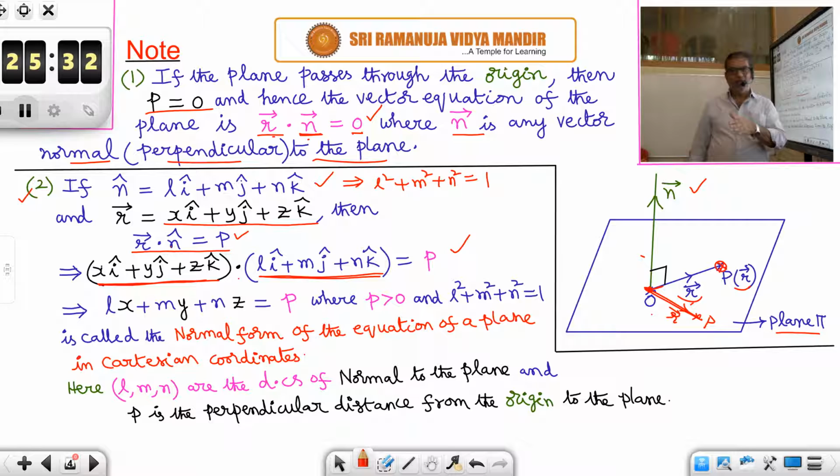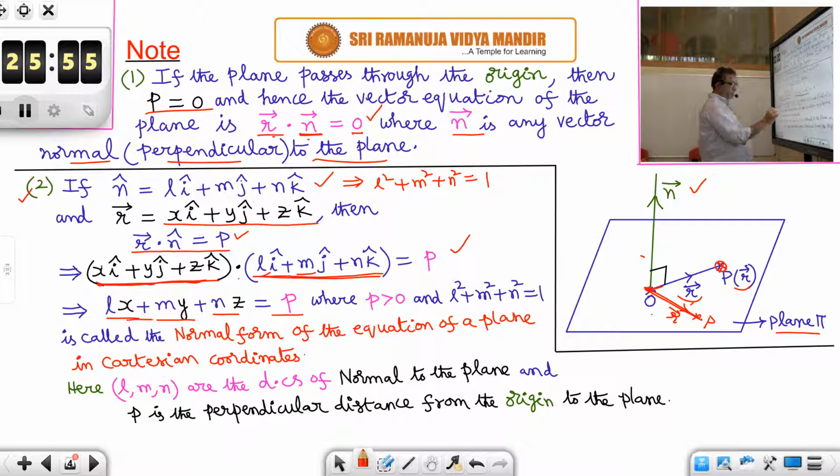But what is the dot product of two vectors? First vector is a1, a2, a3. Second vector is b1, b2, b3. What is the dot product? a1 b1 plus a2 b2 plus a3 b3. Therefore, the dot product here is x into l, lx, plus y into m, my, plus z into n, nz. That's all. That is the left hand side dot product, equal to p.